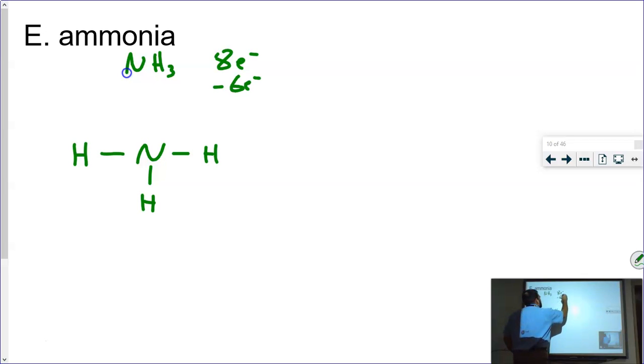That took 6 electrons. I have 2 left to add. They aren't going to go on hydrogen. Hydrogen can't take any more. So they're going to have to go on nitrogen. Okay. All of our electrons are added.